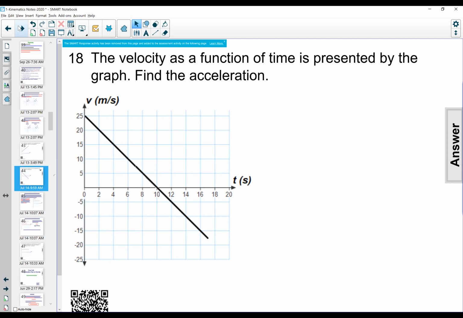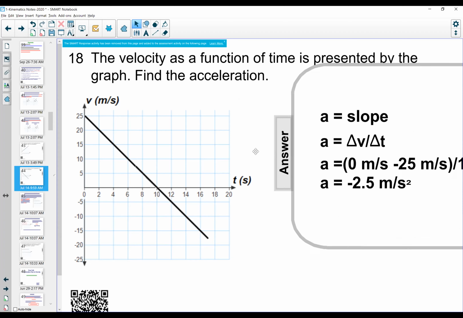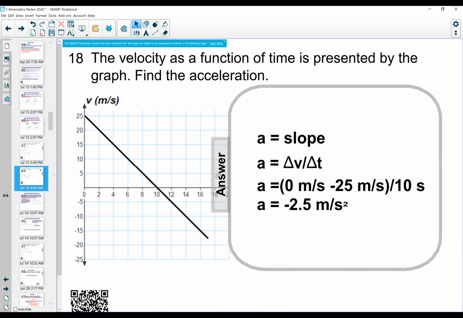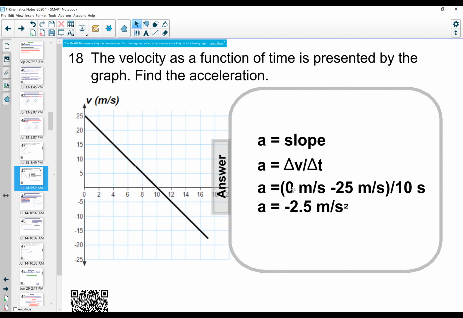All right, seeing pretty good consistency here as our answers come through. If we think about the slope of this line, change in velocity over change in time, our final velocity is 0 if we pick that point, and our initial is -25 if we pick that point. Those two points are 10 seconds apart on the x-axis. So during the 10 seconds of x-axis movement, the change is -25 meters per second on the y-axis. And so we get -2.5 meters per second squared.